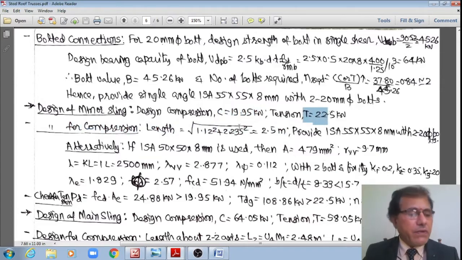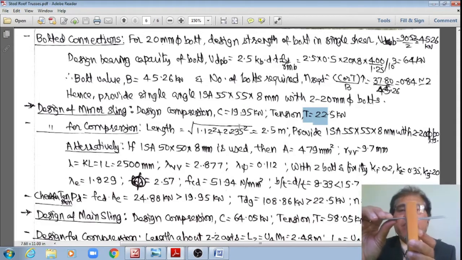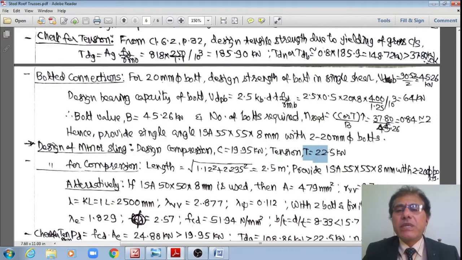For which I can assume only a single angle connected to one side of a gusset plate. You don't require two angles for this much of small force, right? Therefore I'll assume only a single angle connected to one side of a gusset plate, as I have just designed using this ISA in the previous subheading for the strut.